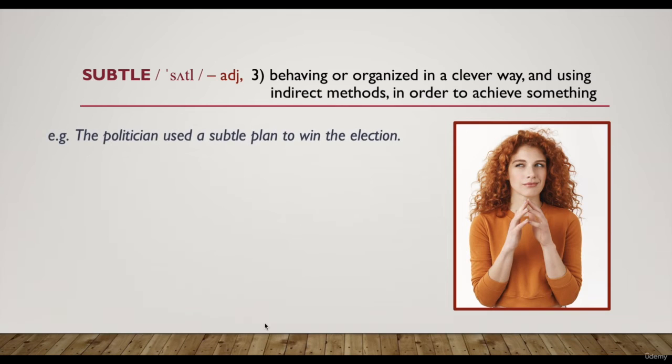Let's look at some examples. The politician used a subtle plan to win the election. So this subtle plan was clever. It was cleverly organized. It didn't have a direct method, so it probably didn't tell people directly what he wanted from them, but at the same time, he managed to achieve his goal. Another example, we have to find a subtle way to solve the problem. A subtle way means it must be a clever way, but at the same time not very direct, but this way must help us solve the problem.